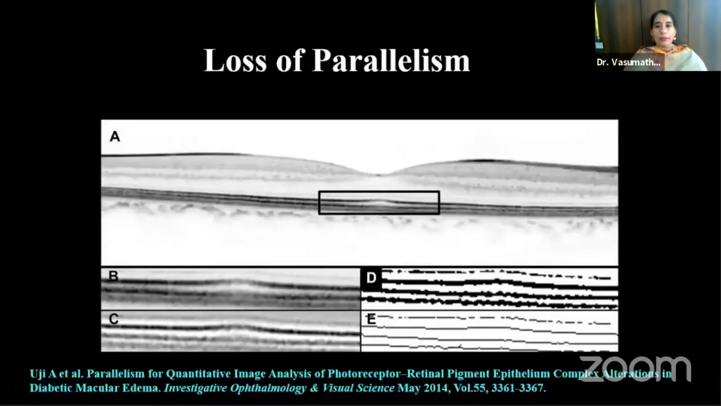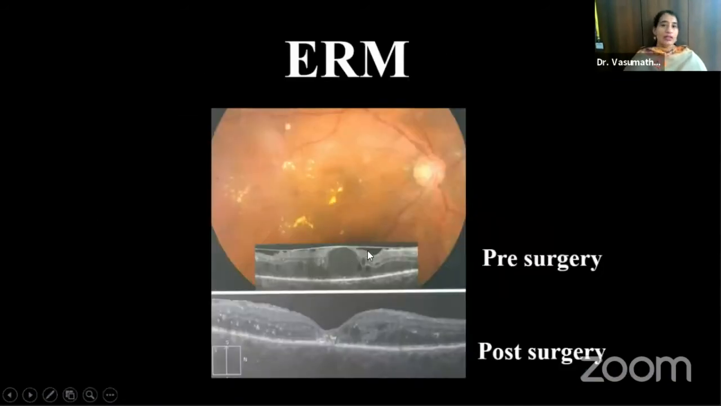So also loss of parallelism of the outer retina, by a specialized software, as well as the presence of epiretinal membrane, in which the whole treatment of the macular edema changes. This is before surgery and this is after surgery with a well-restored foveal contour.